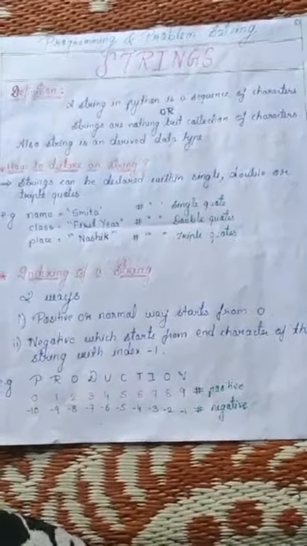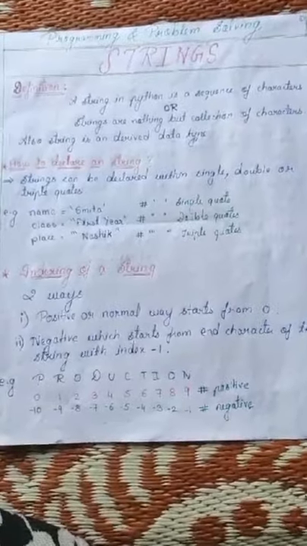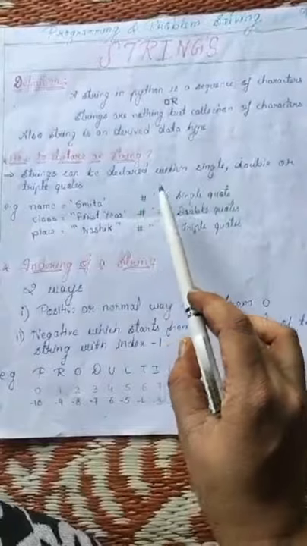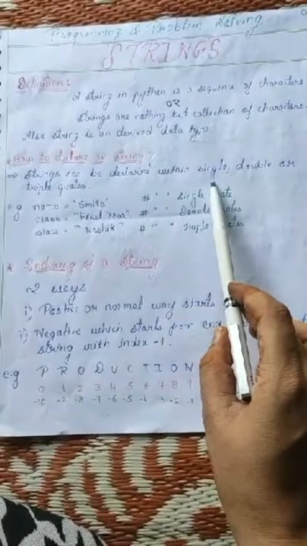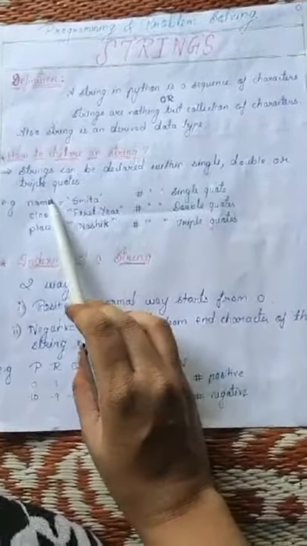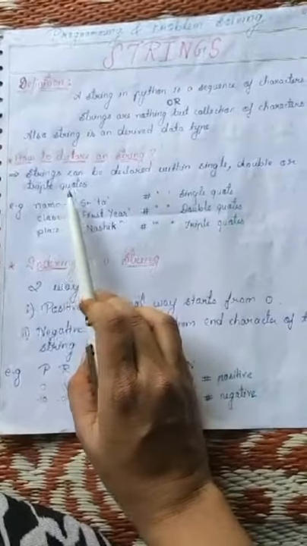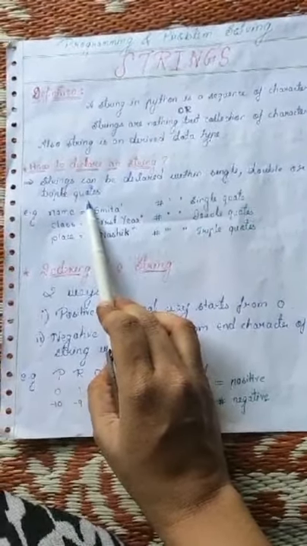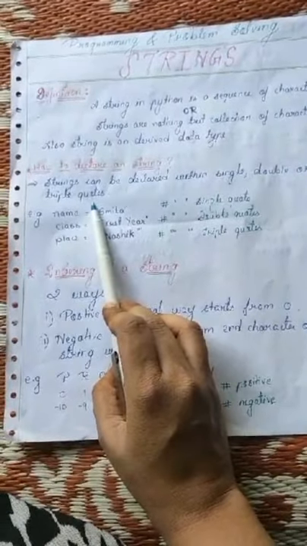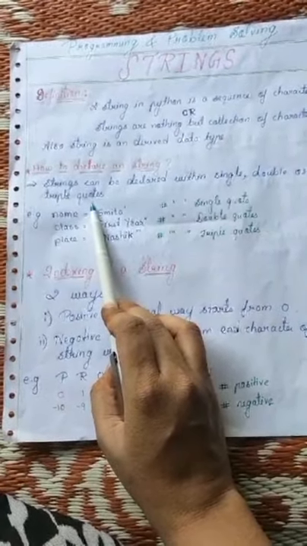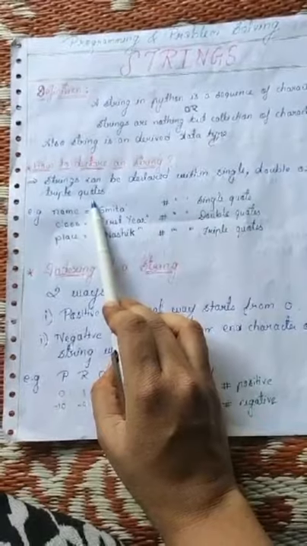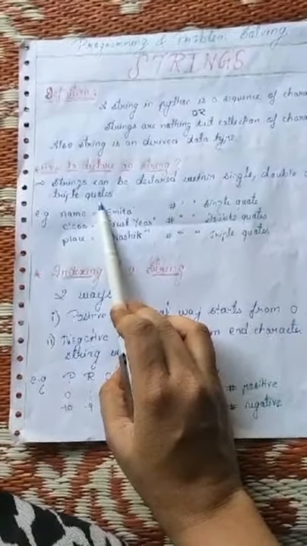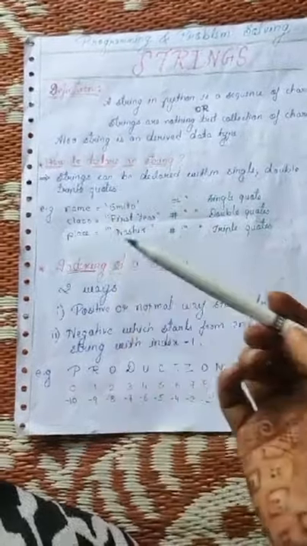Let's see how to declare a string in Python. As you can see over here, strings can be declared with single quotes, double quotes, or even triple quotes. Generally, triple quotes are used whenever we have a big string, that means a string which will extend to a number of lines, that is, for multiple lines. Now let's see how to declare a string within single quotes, double quotes, or even triple quotes.